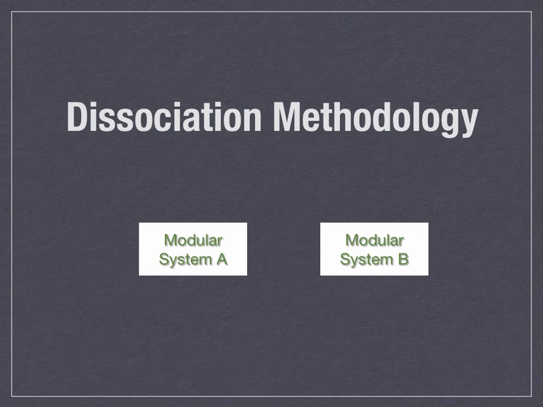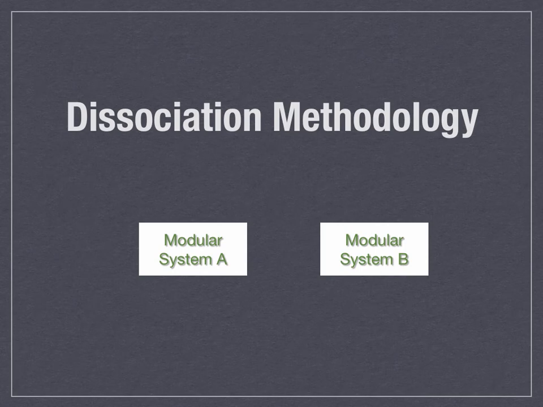Dissociation methodology. We no longer accept Gall's classification of mental organs, of course. We do not believe that there is anything in the brain that specifically represents something like secretiveness versus cautiousness versus amativeness. But we do accept the basic premise that guided his ideas, and that is that the brain is organized in terms of modular systems.